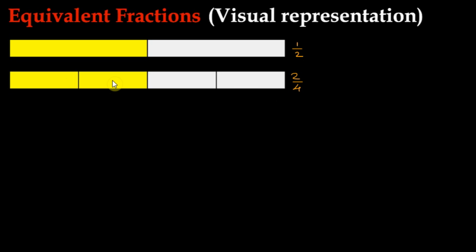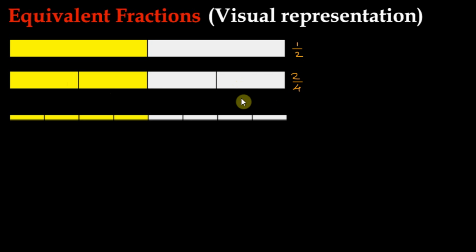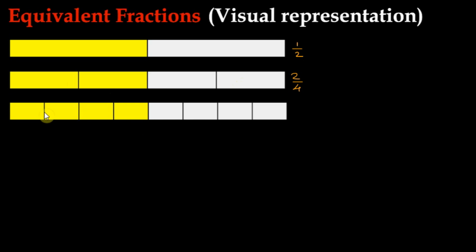Once again, let's divide further each of these 4 parts into halves. Then the fraction strip will look like this. Now we have 4 out of 8 equal parts shaded. Then the fraction would be 4/8 to represent the shaded parts.